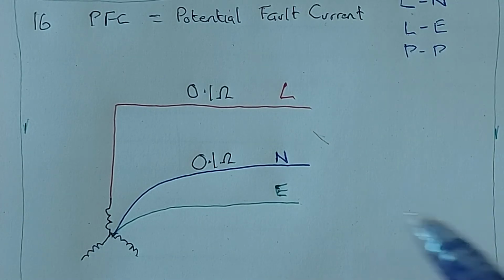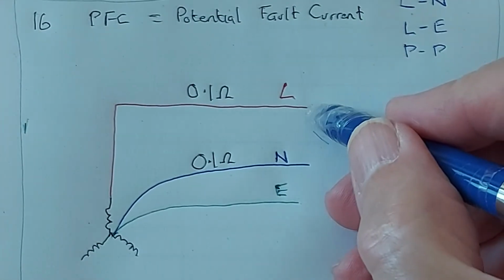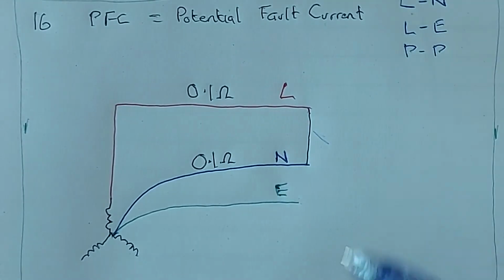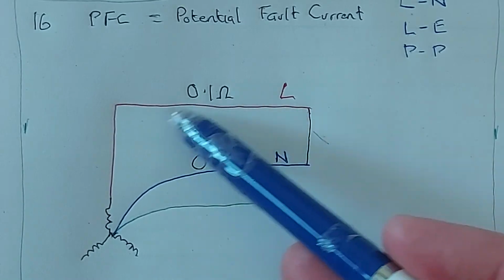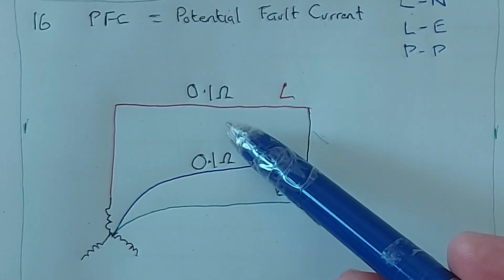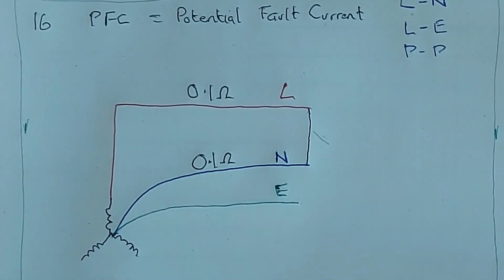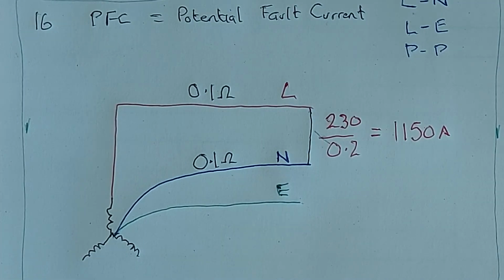So let's imagine we've got a short circuit live to neutral. If we were saying that is 0.1 ohm and that is 0.1 ohm, the overall resistance of that circuit is going to be 0.2 of an ohm. So the potential fault current, you'll know, will be a massive 1150 amps.